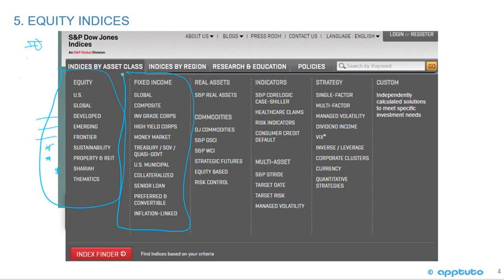While we're here, we can see that some of the categories with regards to fixed income: global, investment grade corporates, high yield corporates, money market, some treasuries, U.S. government, U.S. municipal, sometimes there's tax advantage on the U.S. munis, collateralized, senior loan, preferred and convertible. As we had seen before, preferred shares is sometimes considered to be fixed income from an analyst's point of view. Okay, and also then carrying on just while we're on the slide, the S&P 500, they've got some real assets over here, some commodities. The S&P GSCI is a very famous commodity index. Okay, and so that covers S&P a little bit.